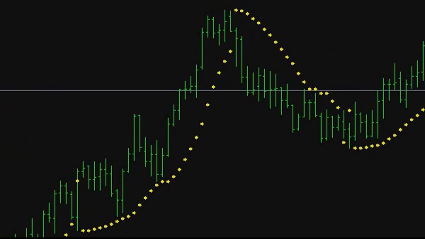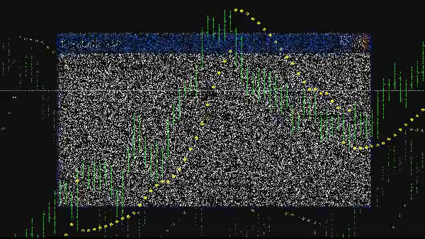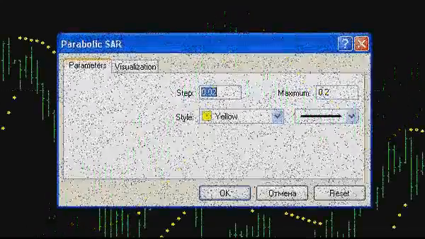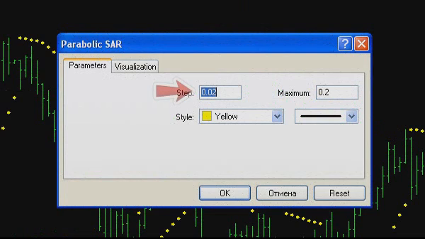The younger the trend is, the further parabolic points are, and correspondingly the levels of stop-loss for positions opened along with the trend, and vice versa. The older the trend is, the closer the points to the price are, and they approach it faster. The indicator parameters that we saw in the dialog window of its settings determine both the speed of parabolic readings approximation to the price and the maximum value of this acceleration.